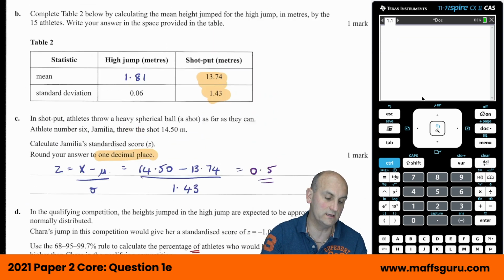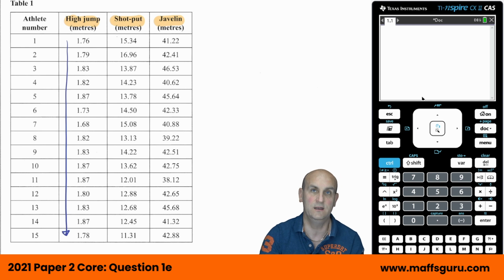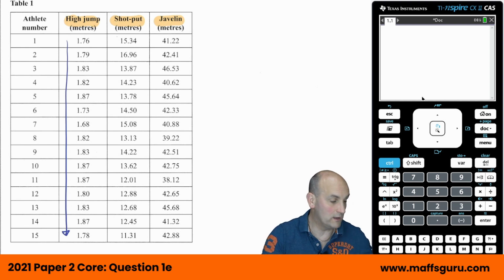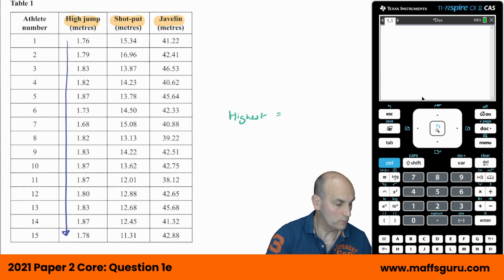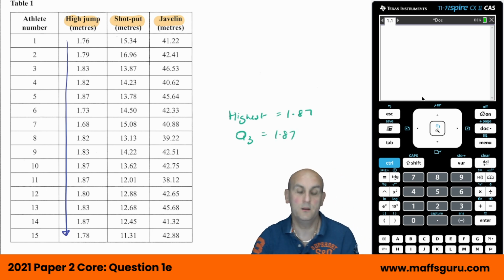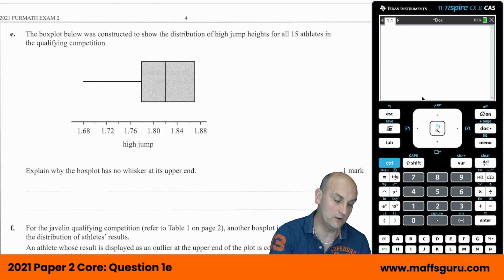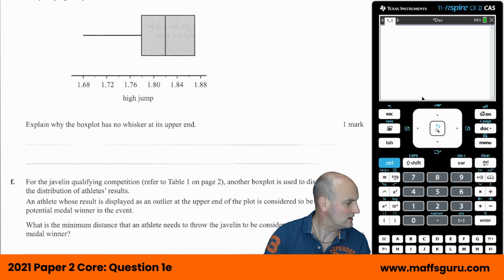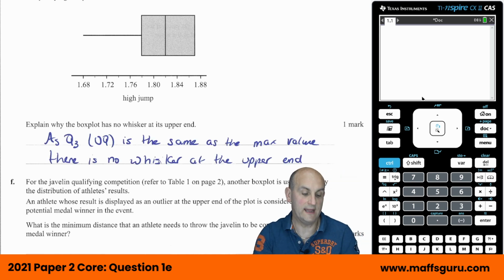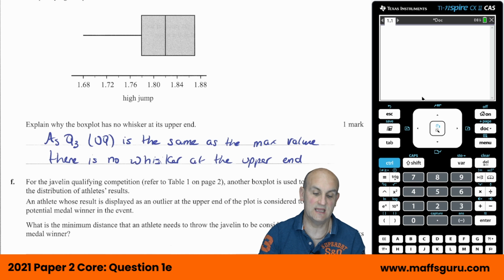Now, when I put the data in from the high jump, and you'd already had that in, I noticed that my highest value was 1.87. And I know that my Q3 from my calculator was also 1.87. So they were effectively the same value. And so I wrote, as Q3, or my upper quartile, is the same as the maximum value, there is no whisker at the upper end.